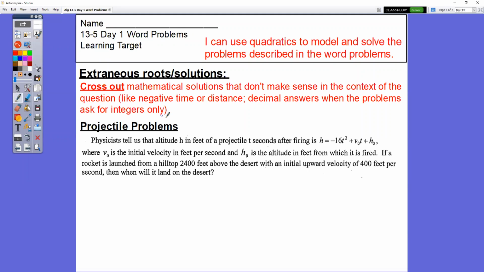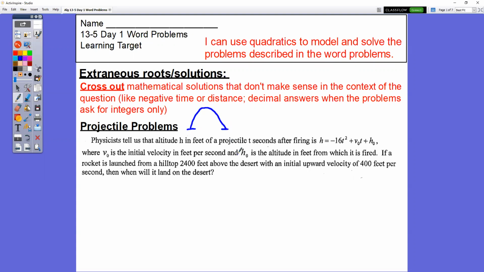What we're talking about with a projectile is, think about something like a rocket, all right? Think about a rocket starting from the ground, going up in the air, and then landing back on the ground. Notice the shape that it forms here. The shape that it forms is a parabola, all right? That's what we're dealing with today.